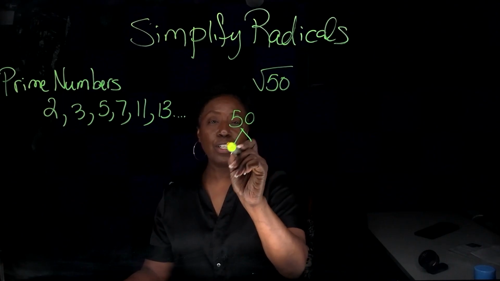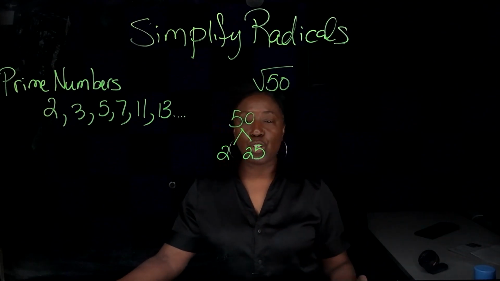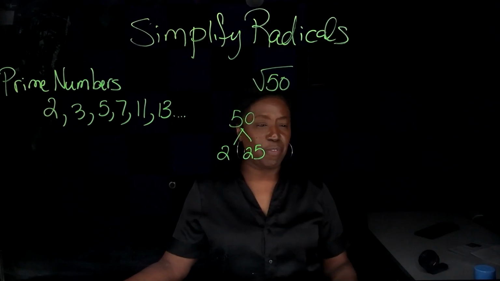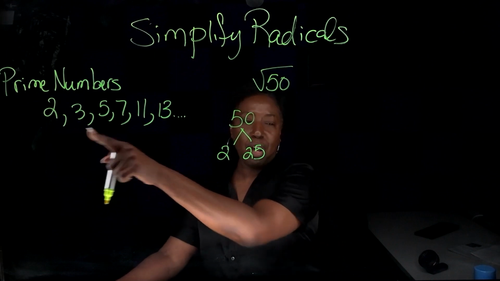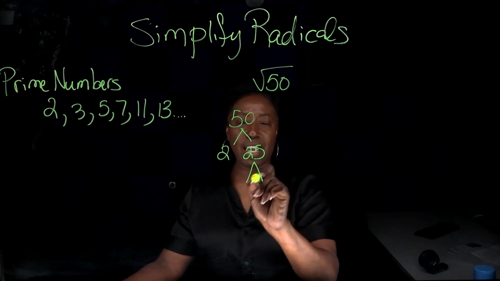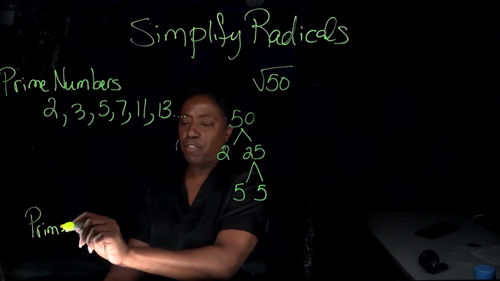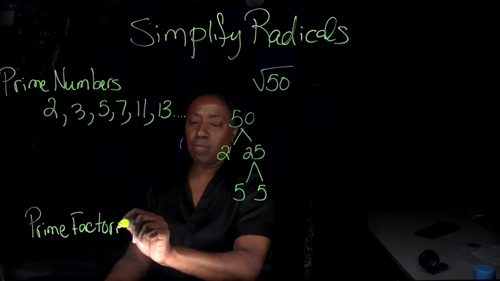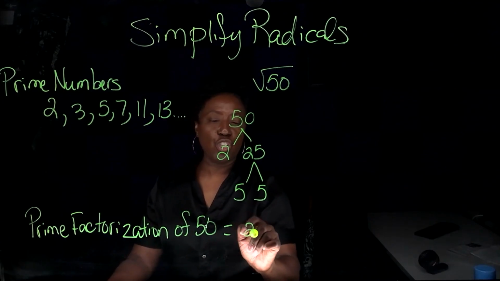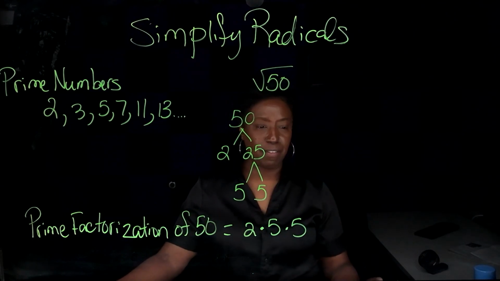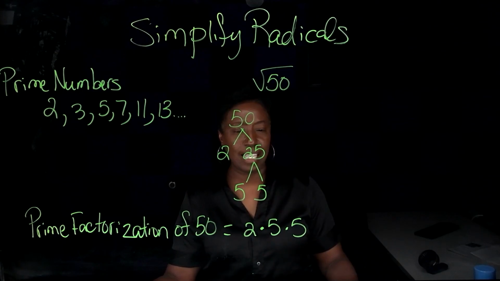So we'll start there. 2 is a factor of 50, and that's 2 times what? 25. 25 is not a prime number, which means it can be factored further, because we want to continue doing this till every number on the bottom is a prime number. So 25 factors into 5 times 5. So our prime factorization of 50 is 2 times 5 times what? 5. And again, you always want to check yourself. Let's just make sure 2 times 5 is 10, times 5 is 50.